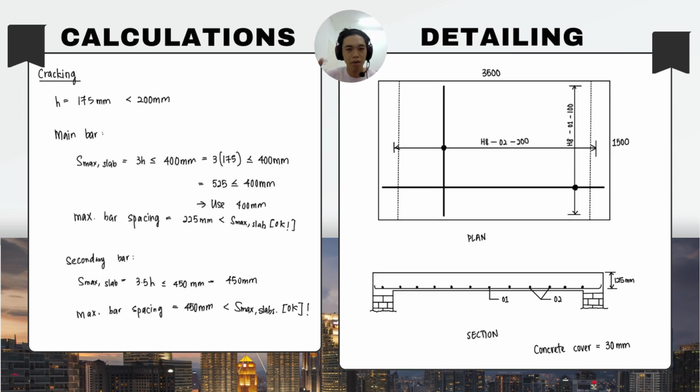Okay, for the cracking part, for our spacing maximum slab for main and secondary bar is okay because the spacing that we have obtained is 225 millimeter for the main bar, and for the secondary bar, which is 450 millimeter, which means it's okay because it's smaller than the spacing maximum slab. And here is our detailing for our simply supported slab, as you can see here in this slide.